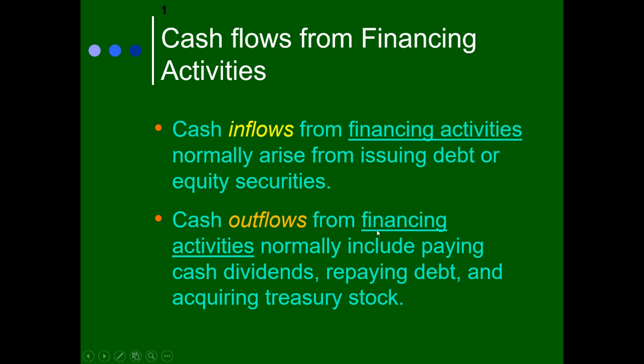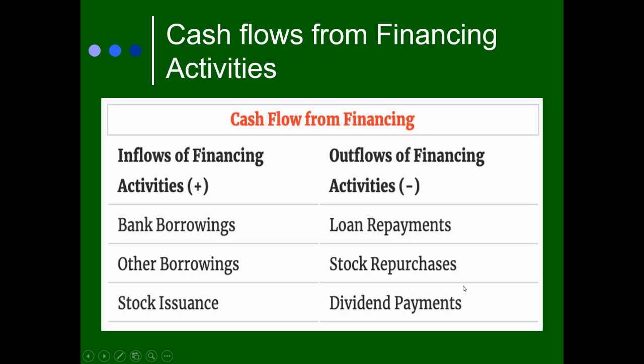And for the outflows, from financing activities, that will usually include paying cash dividends to the shareholders, repaying any debt, for example if you retire your bond, and acquiring any treasury stock. So this is the cash flow from financing activities. Inflows of financing activities are from bank borrowings, other borrowings, or any stock issuance. Other borrowings are, for instance, from bonds.